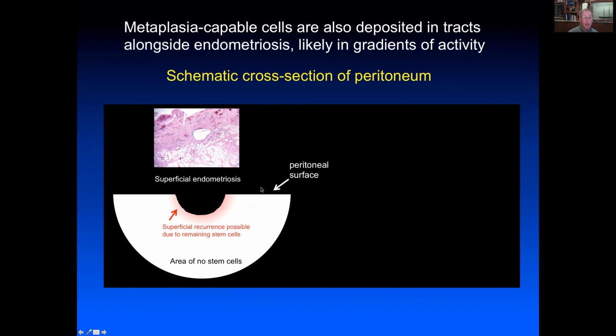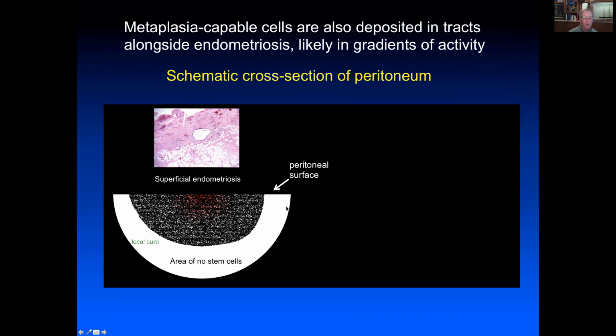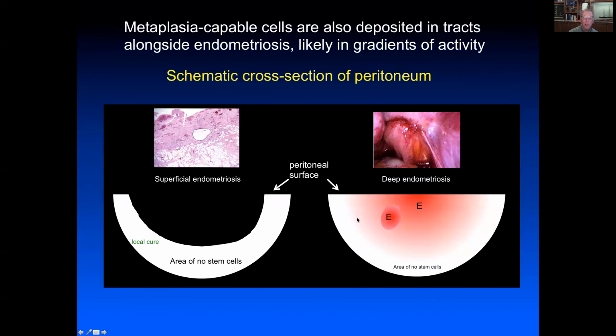So if you come along and remove all of the endometriosis but leave some of the stem cells around the edge, you can have superficial recurrence. Whereas if you take out a wide margin and leave no area of residual stem cells, you can have local cure. And the same thing can apply to deep endometriosis, except the gradient of area of no stem cells is probably located a little bit further out. So superficial recurrence after excision is explained by the Opitz model.